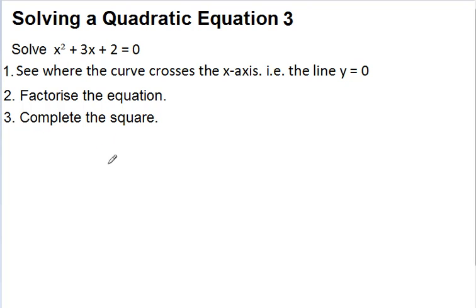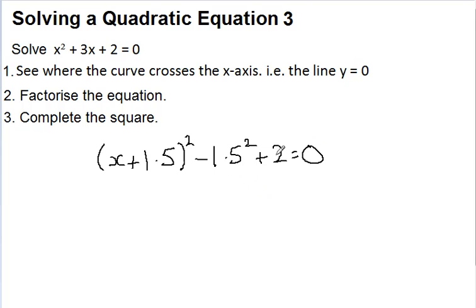First of all, I'll write this x plus, and I'm plussing half of this number here, so I'm plussing 1.5 all squared, and then if I take away this number squared and add on the 2 at the end, then I've completed the square. I just need to simplify this part here, so I've got x plus 1.5 squared. 1.5 squared is 2.25, so minus 2.25 plus 2 is minus 0.25. So quite easy to complete the square and change this into this format here.